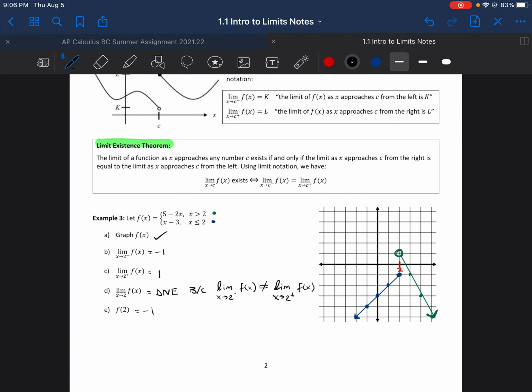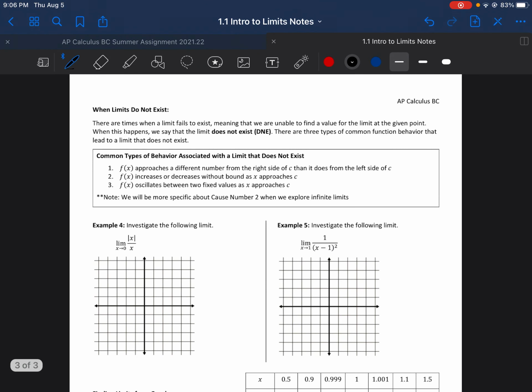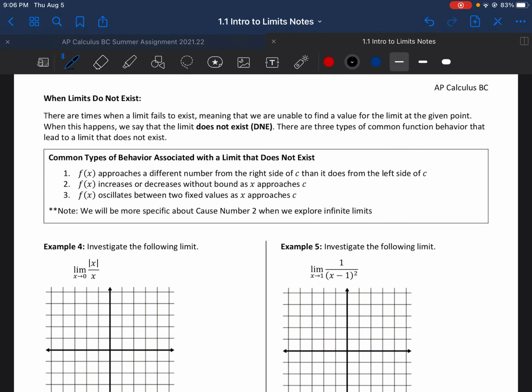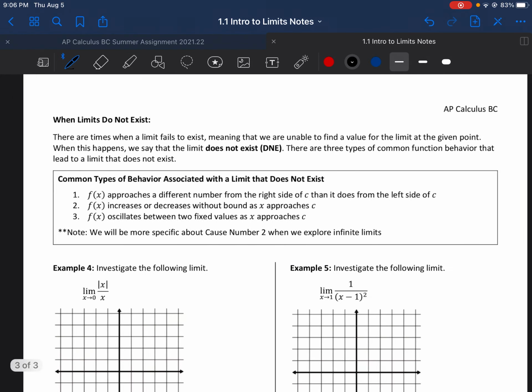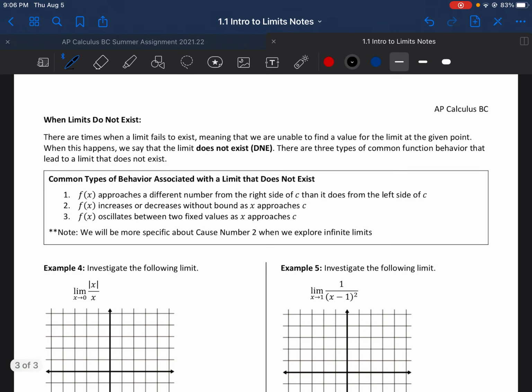Okay. So hopefully all this limit stuff is starting to make sense, if it wasn't already. All right. Now, there are times, and you've already seen an example. We saw an example right here with example 3, part D. But there are times when a limit fails to exist, meaning that we are unable to find a value for the limit at the given point. When this happens, we say that the limit does not exist.